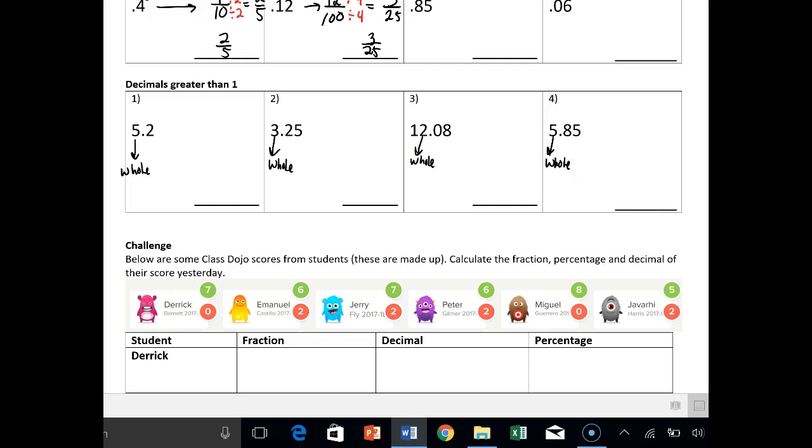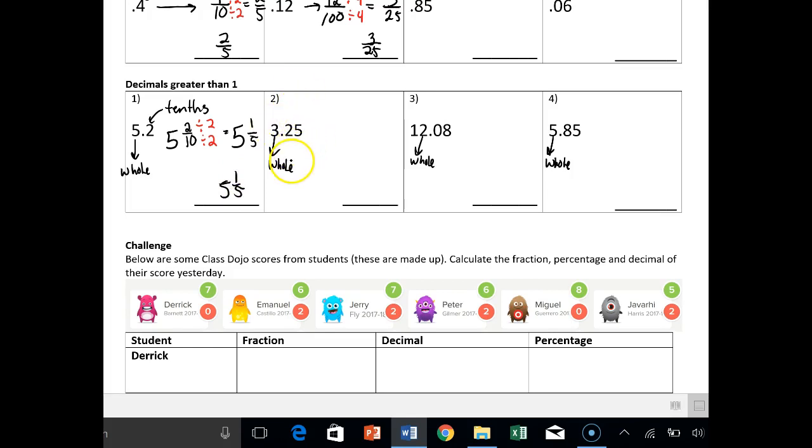So we're still going to label. We're still going to say that 0.2 is in the tenth spot. And we're going to say, okay, so we have 5 and 2 over 10. The 5 is the whole number, and then we simplify the fraction. So divide by 2, and we get our answer of 5, and 2 divided by 2 is 1, 10 divided by 2 is 5. 5 and 1/5. Let's do another one.